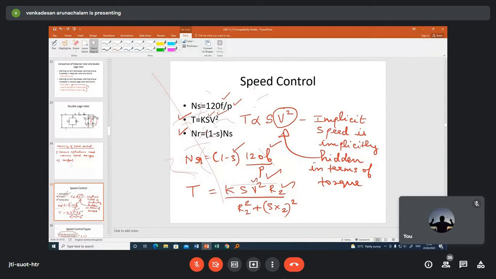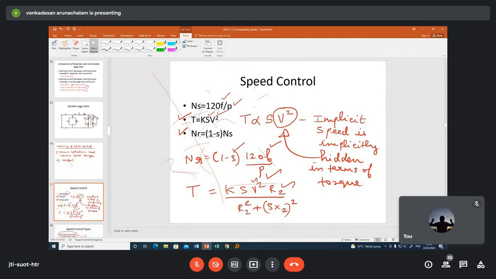And from that equation, we can understand that if you vary the frequency, the speed can be varied. If you vary the number of poles, speed can be varied. And the second equation, we are taking the torque equation. The torque is proportional to S times V square. I can write the relationship like this from the torque equation. K is the constant of proportionality.